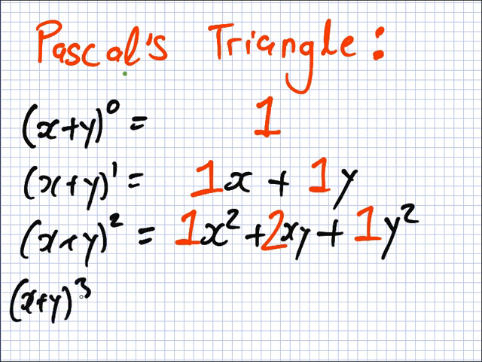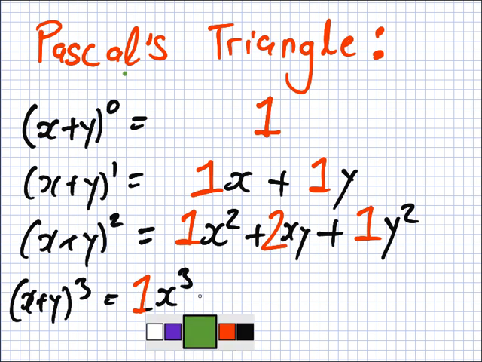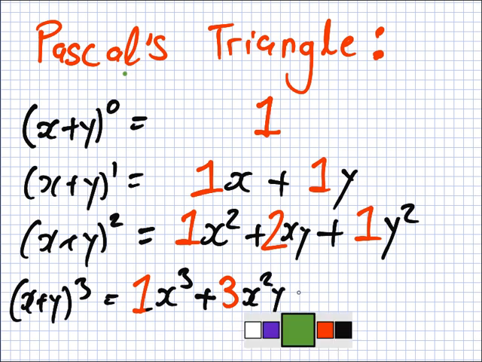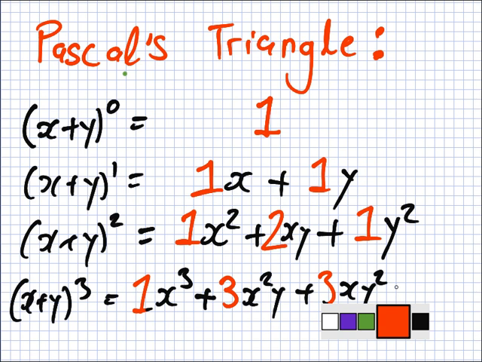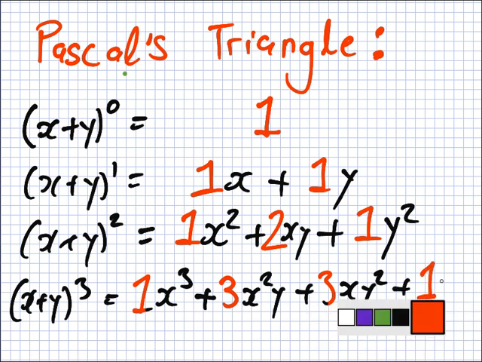x plus y cubed will equal 1x cubed plus 3x squared y plus 3xy squared plus 1 y cubed.